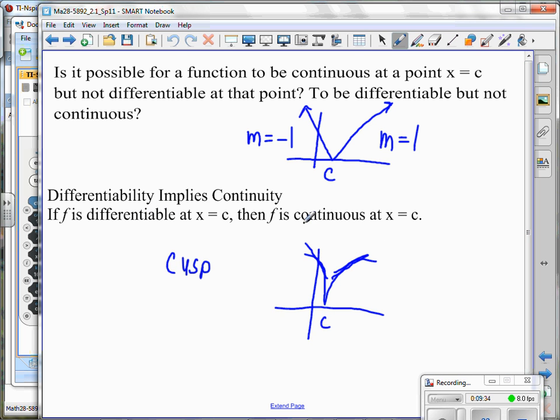Okay, so we know it's continuous, but again, remember, that does not guarantee anything about differentiability. This does not say if it's continuous, then it's differentiable. It says if it's differentiable, then you know something about the continuity. So be real careful about that statement. One of the examples I gave you was the absolute value function.